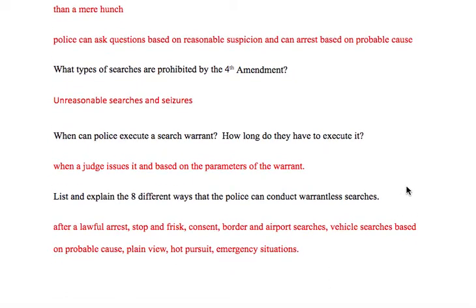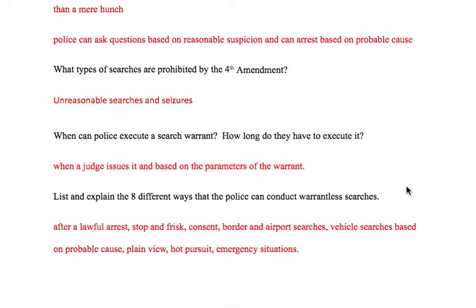So, if you are arrested for something, they can search you. There's a stop and frisk that they can do for their safety. Consent, you say, yeah, you can search me. Border and airport searches are much different. You don't have as many rights there. They can search vehicles and things like that. Vehicle searches based on probable cause.